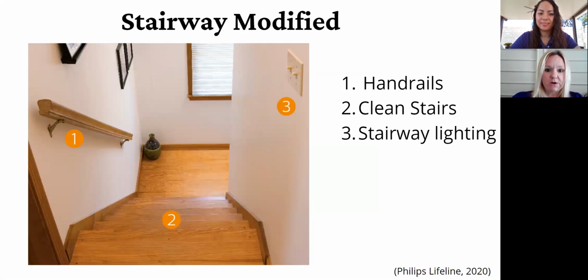The first part of the stairway is, in the first picture, there were no handrails. Especially for an aging adult, being able to have a handrail and provide some stability will assist the client in walking up and down the stairs. The second thing is making sure the stairway is clear. Clutter can be a huge risk for someone to fall. They can bump into it on their way down the stairs and therefore trip down the stairs.